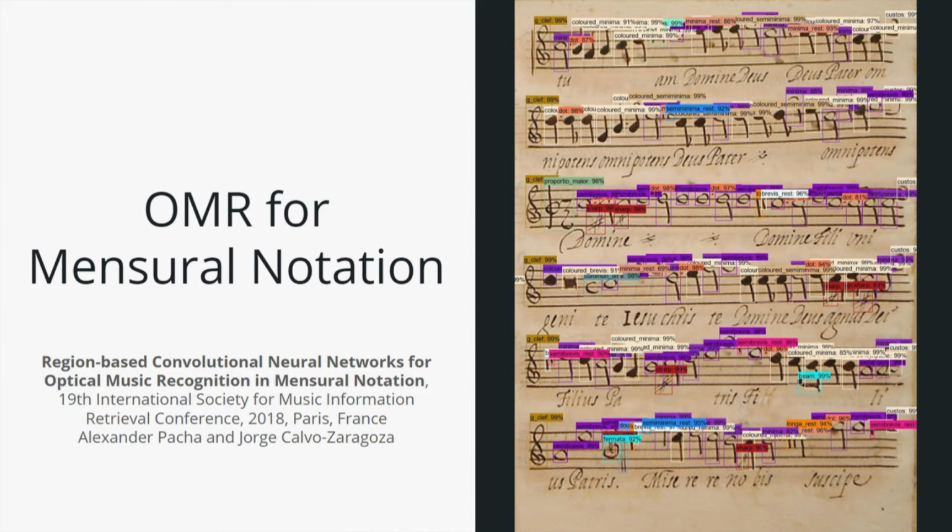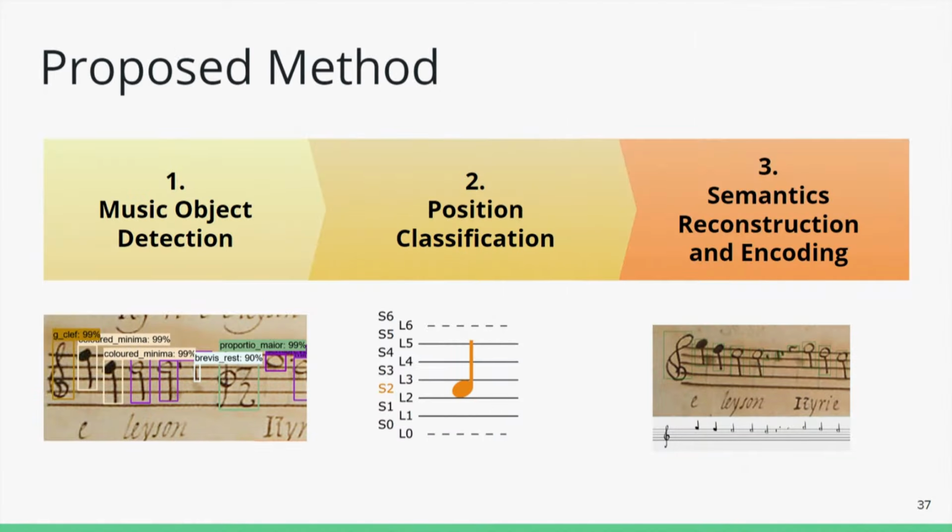Our proposed approach was to jump right into it and do the music object detection, find all of the symbols. The second thing is to classify the positions, to figure out at which vertical position they are. So basically something relating to the pitch. And the third step would be to do the semantic reconstruction and then, for example, encode it into modern notation. The third part is actually under research by David Riso.